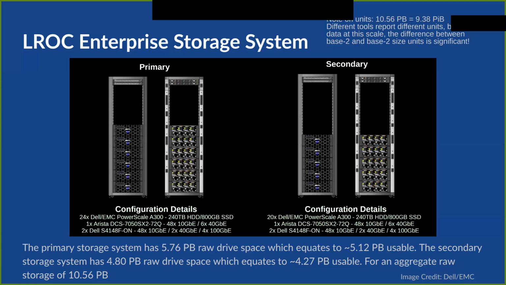So the aggregate raw storage, as I mentioned, is around 10.5 petabytes. At this scale, though, it is really important to note your unit. So these are all base 10 petabytes. The same number in base 2 petabytes is only 9.38. So as you're working on storage expansion or estimating the size of new projects, things like that, at this scale, it can be quite a significant difference between those units. So you have to be very careful to make sure you're using the right ones.